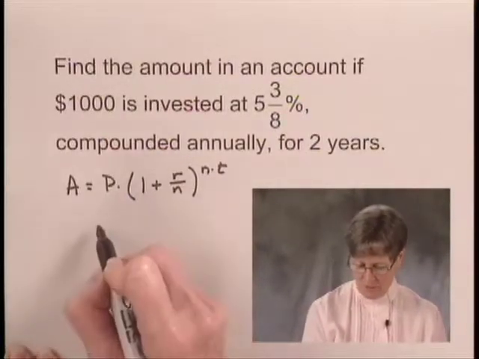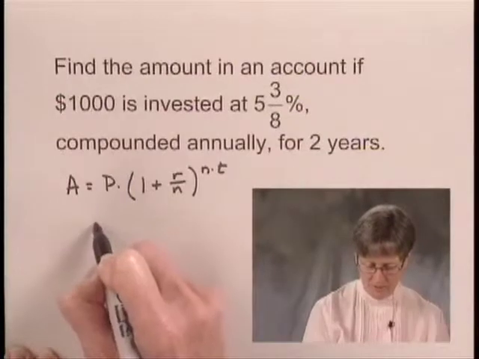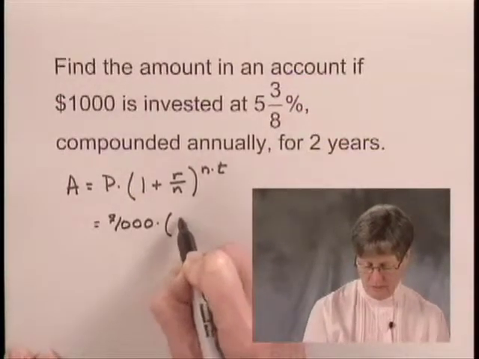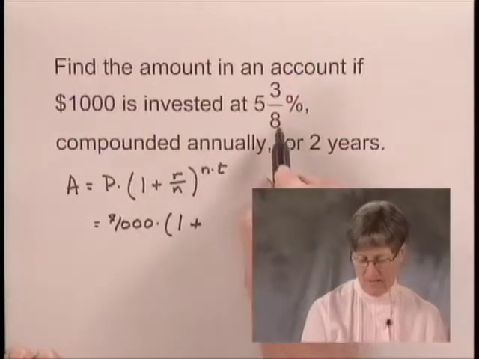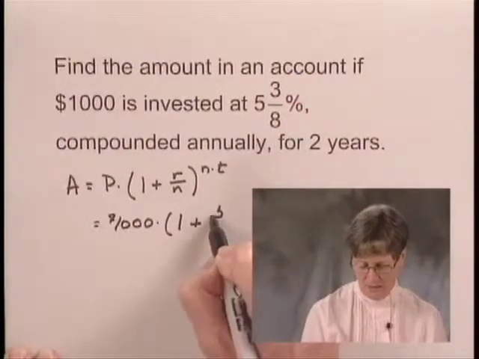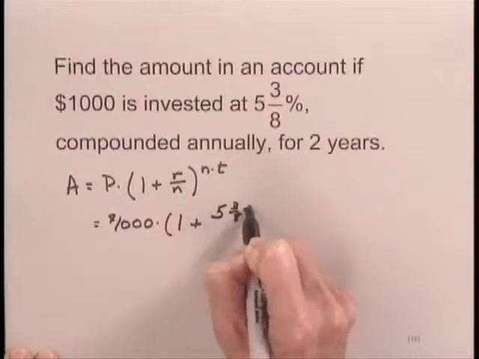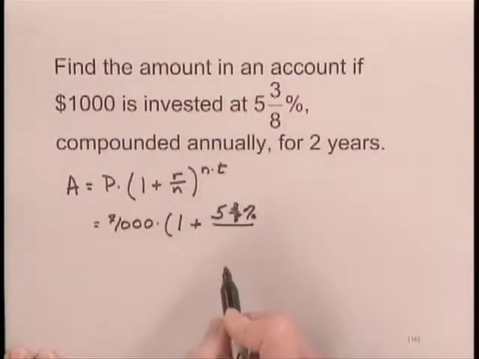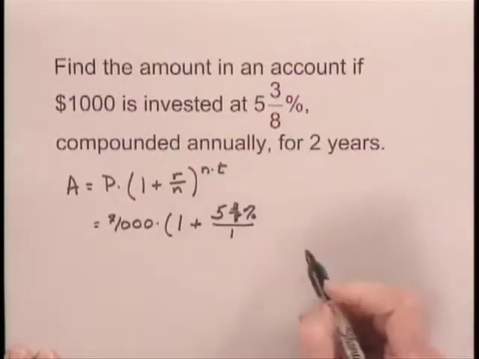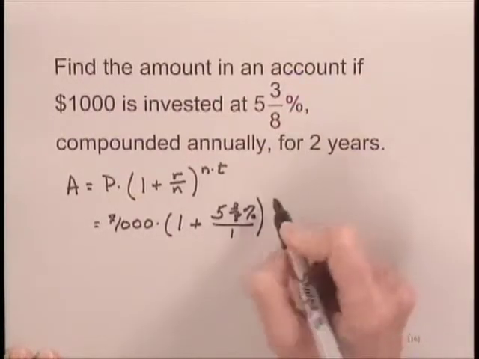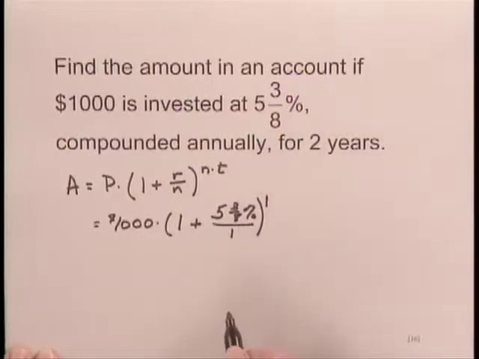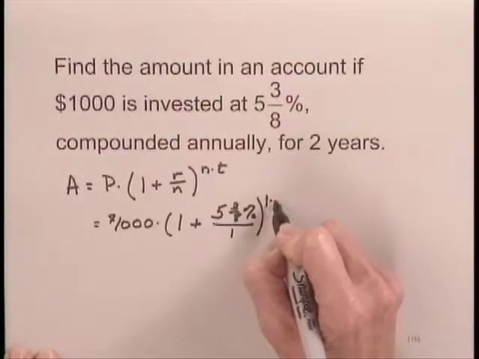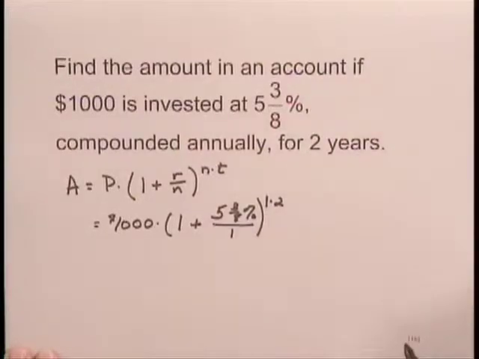We know that the principal is $1,000. We'll multiply this times 1 plus the interest rate, 5 3/8%. And this is compounded annually, so there's one compounding period per year, so we'll substitute 1 for N. And we substitute 1 for N up here as well. And the account is being held for 2 years, so we substitute 2 for T.